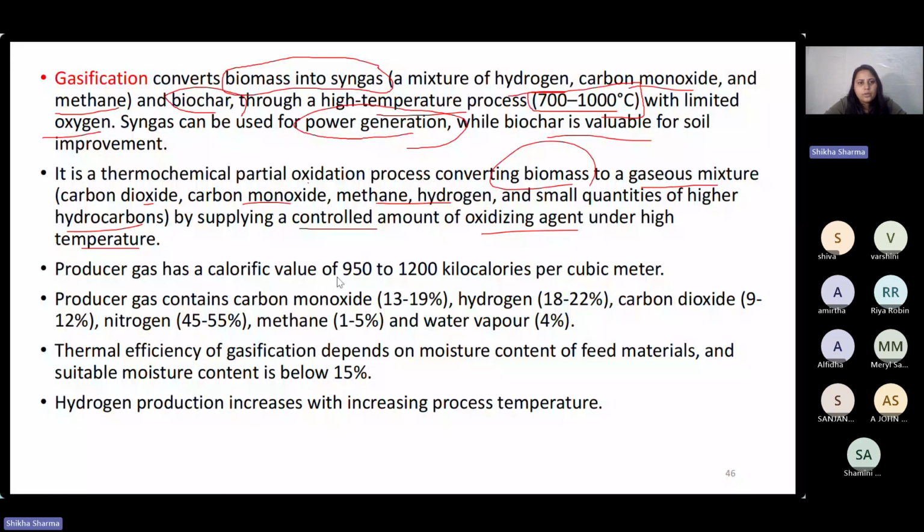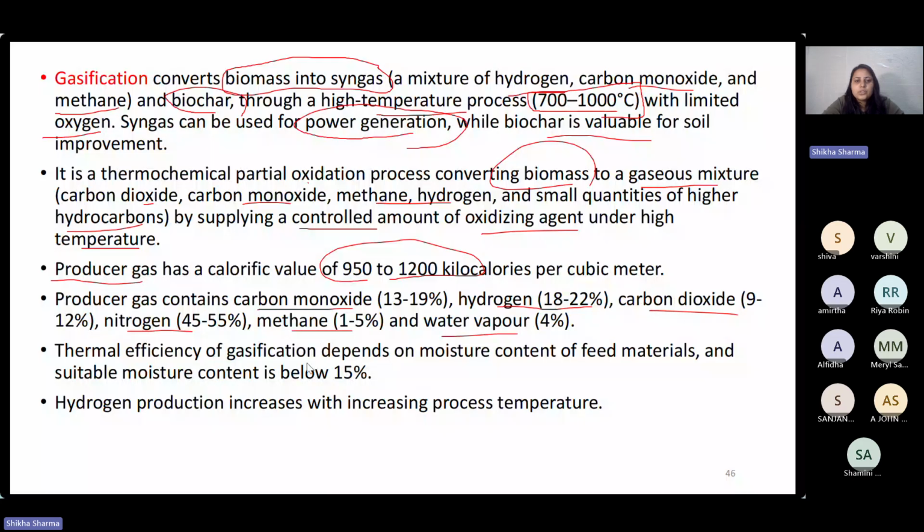The producer gas has a calorific value of around 950 to 1200 kilocalories per cubic meter, and this producer gas is basically the syngas only. The producer gas contains carbon monoxide at 13 to 19%, hydrogen around 18 to 22%, carbon dioxide 9 to 12%, nitrogen around 45 to 55%, methane around 1 to 5%, and water vapor around 4%.